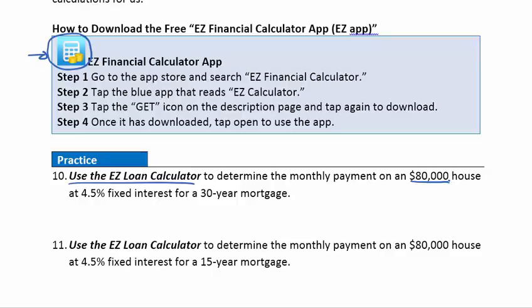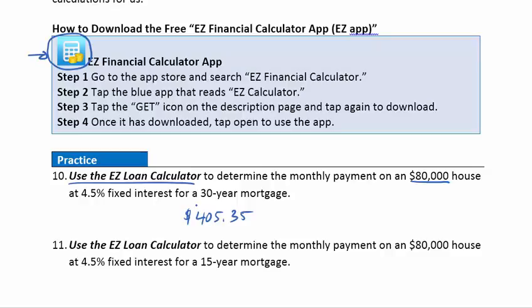The interest rate, and notice in here it's given as a percent, so we enter it as a percent. So we'd say 4.5%. We wouldn't want to change that to a decimal in the phone. And then the loan term is going to be for 30 years. So we'll put 30 in there for years and hit calculate. And so to determine the monthly payment, that's what we're trying to figure out, the monthly payment here is going to be $405.35.